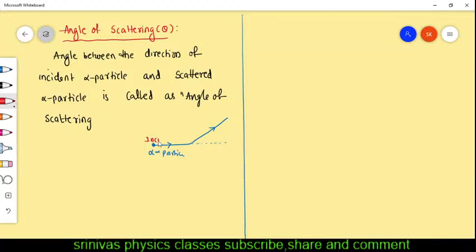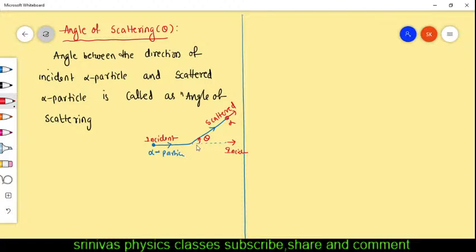This is the incident alpha particle, and this is the scattered alpha particle going this side. The angle between the incident and the scattered direction: after the bending, deviating from its original path, the alpha particle is going this side. The angle through which it deviates from its original straight path is called the angle of scattering.